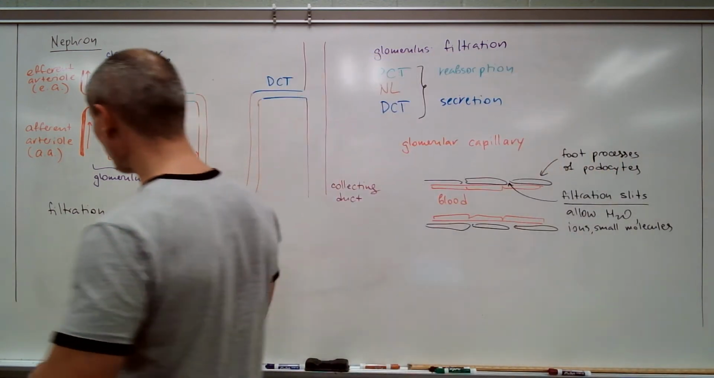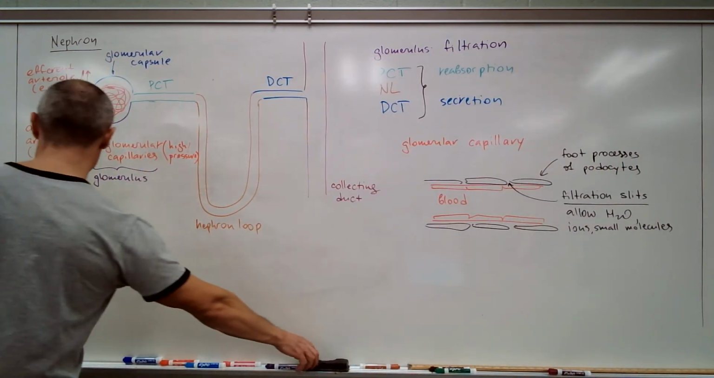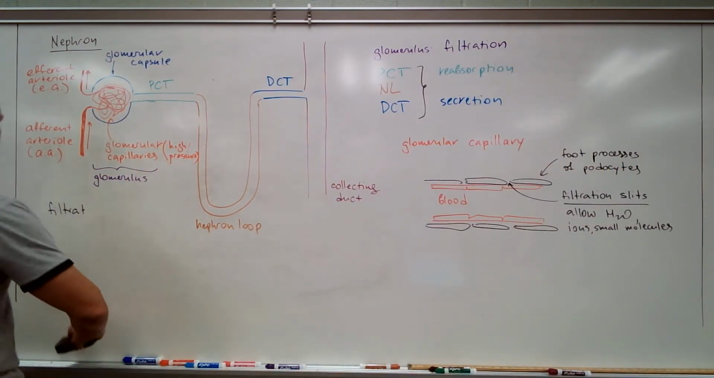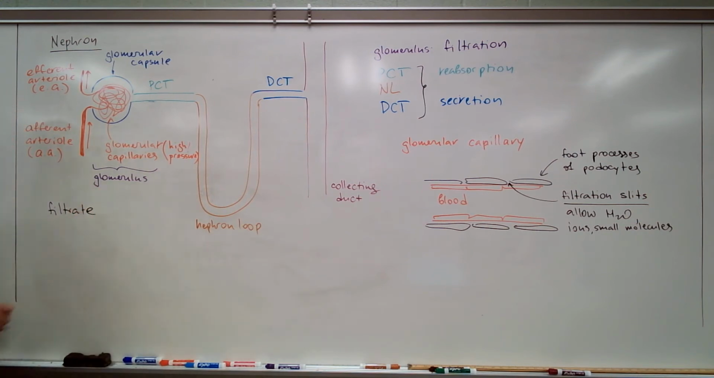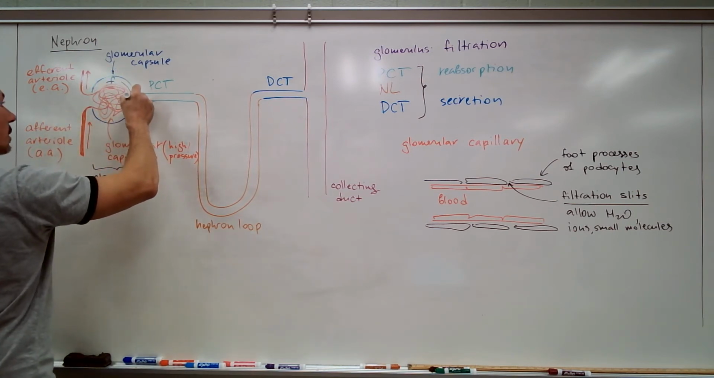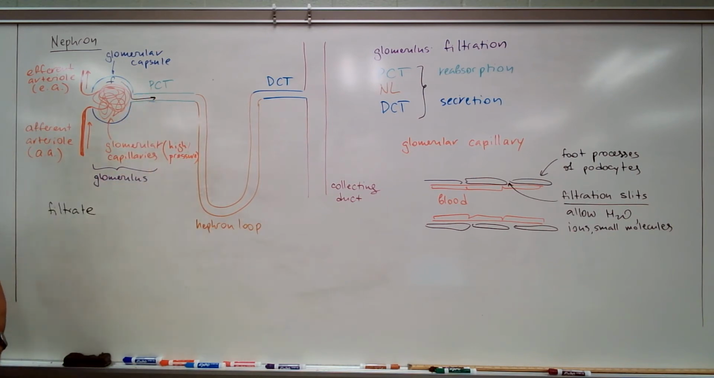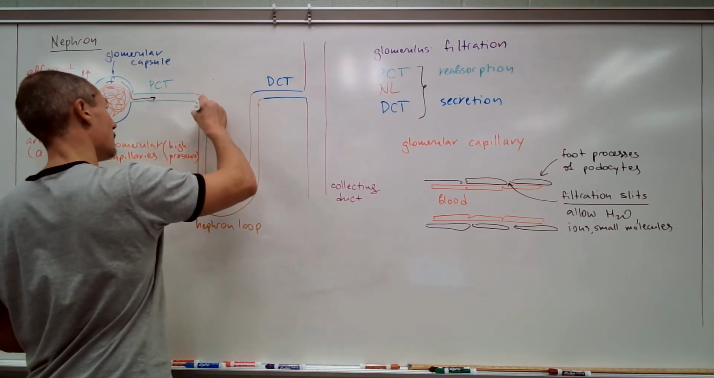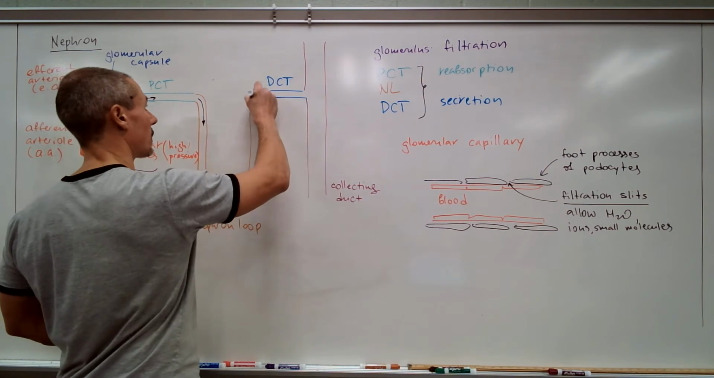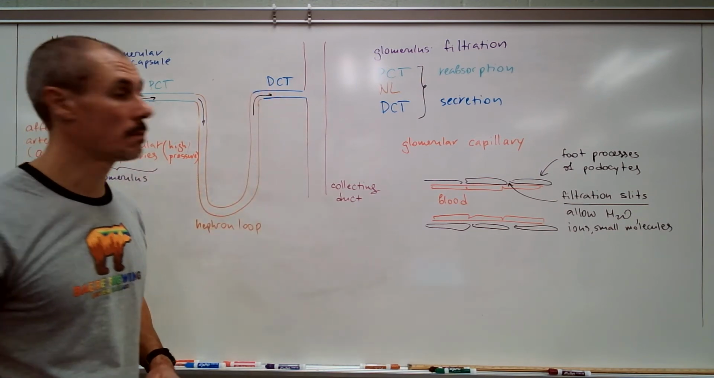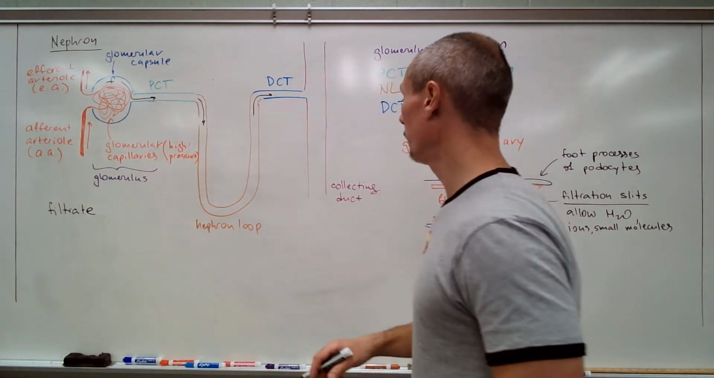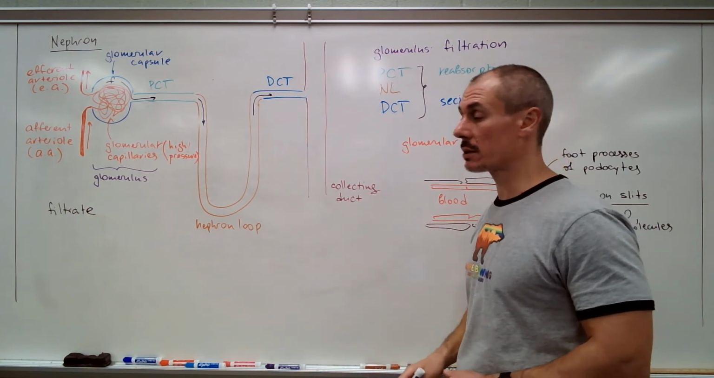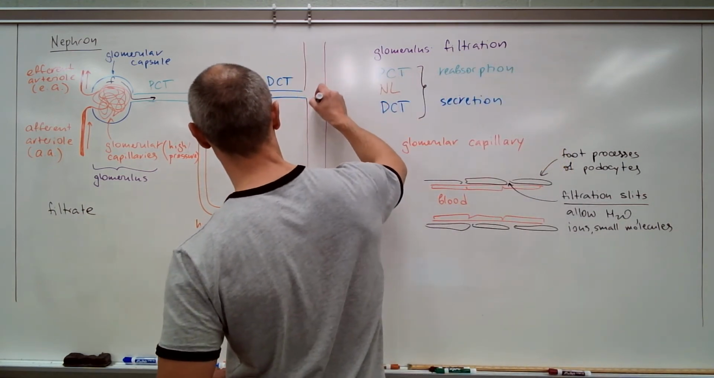Now, sorry, not filtration, filtrate. My bad. So filtrate here. Filtrate is formed in the glomerular capsule, drains from the glomerular capsule into the proximal convoluted tubule, nephron loop, distal convoluted tubule. By the time it reaches collecting duct, it's not a filtrate anymore, it's basically urine.